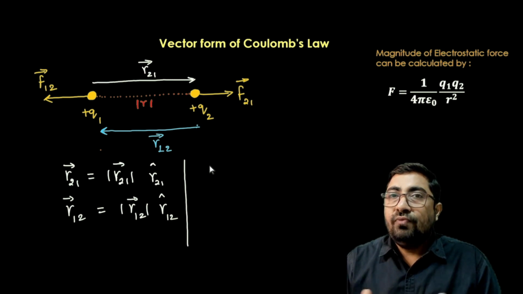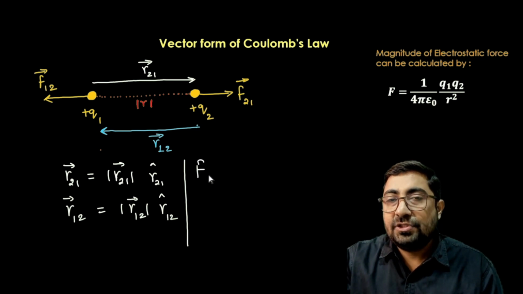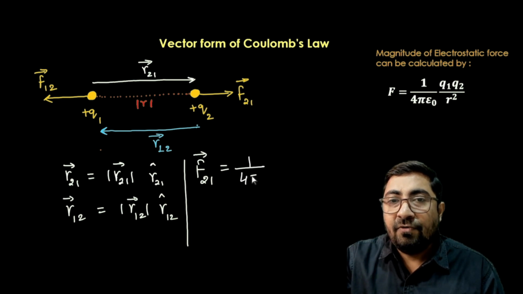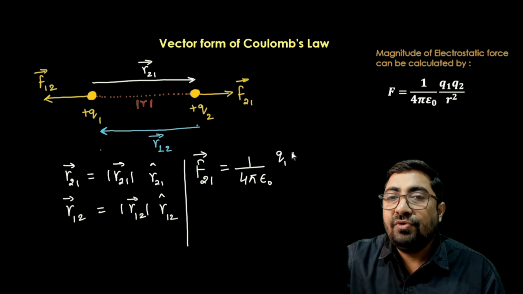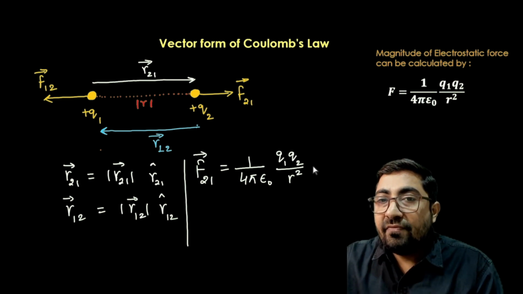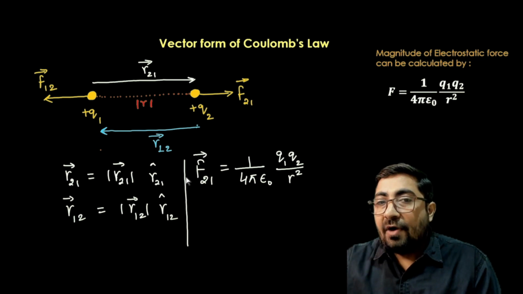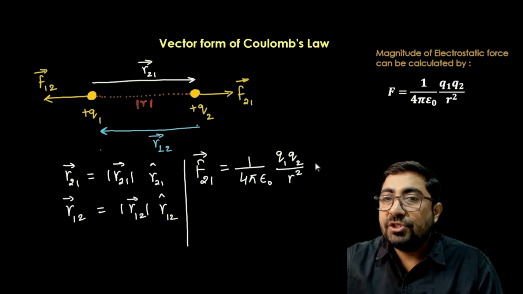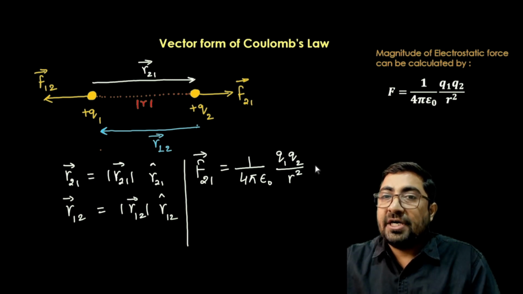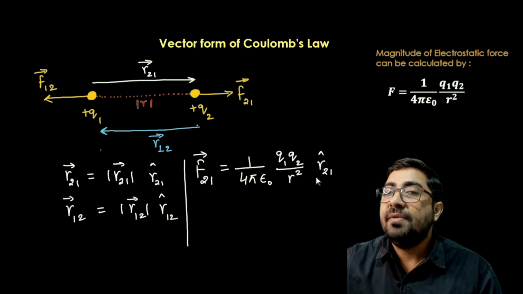Now here are two forces directly opposite to each other. Now I want to write the force F21. It is equal to 1 upon 4 pi epsilon naught q1 q2 upon the distance square, and if I multiply the unit vector with the complete quantity, then this will give the direction of force. So for the force F21, what is the position of charge 2 from charge 1? I can write this as r21 cap. Now this r21 cap represents the direction.